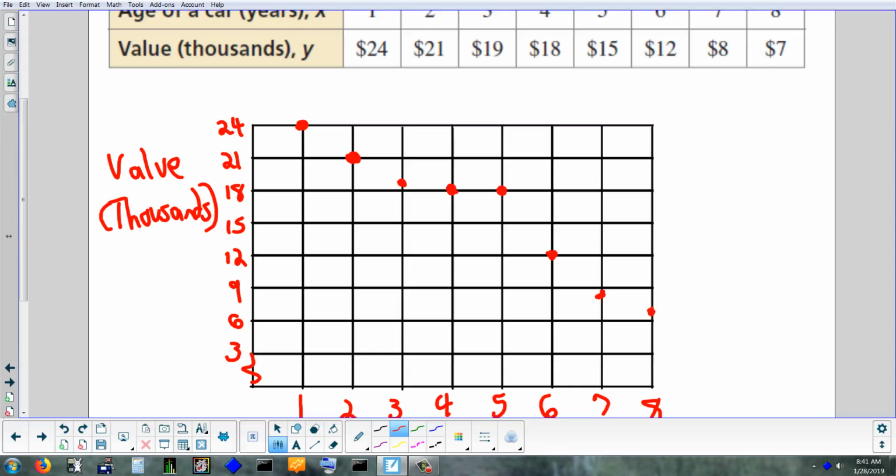So each year it goes down less. Exactly. Like Ellie just said, the older the car is, the less value it's going to have. That's why used cars are cheaper than newer cars.